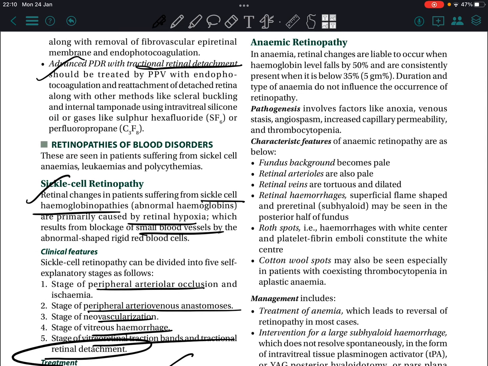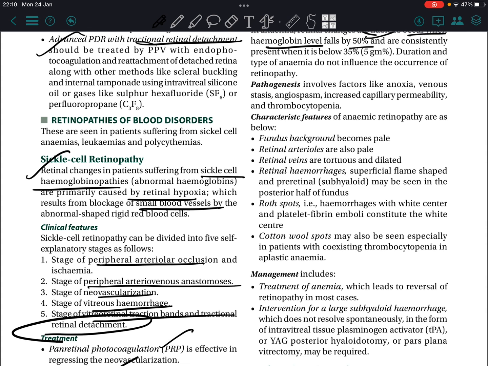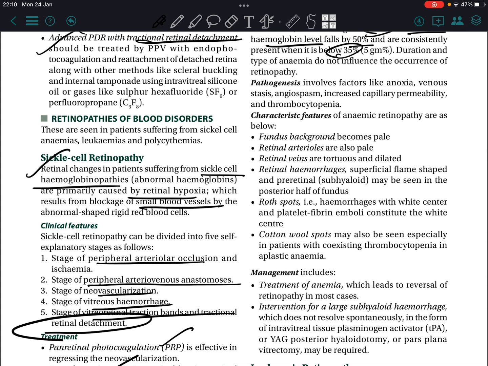Anemic retinopathy: retinal changes are liable to occur when hemoglobin level falls by 50% or are constantly present when it is below 35.